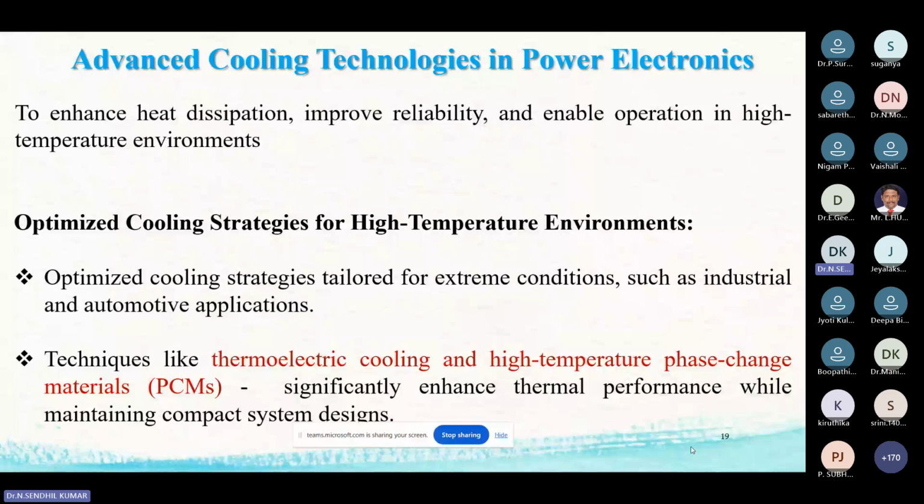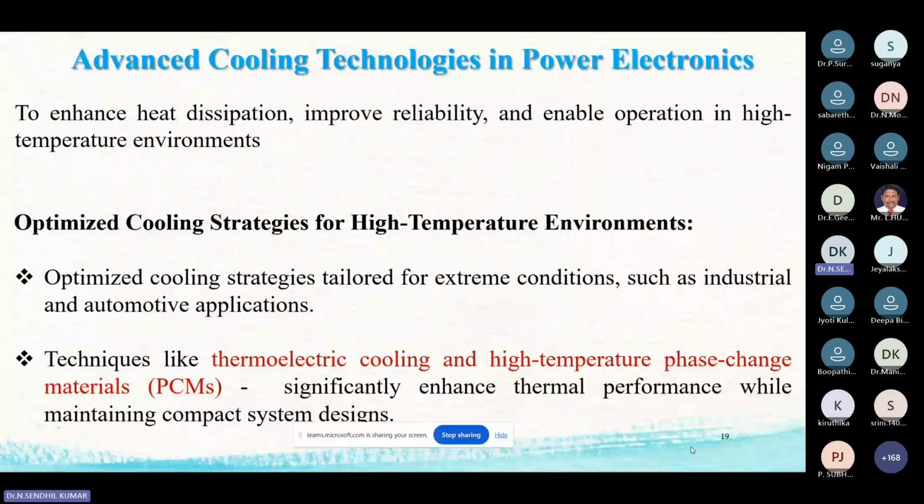This one is thermoelectric cooling, based on the Seebeck effect. That is, wherever the high temperature is there, you have to keep this thermoelectric device so that it will cool the things. There is a difference between a thermoelectric generator and thermoelectric cooling. Thermoelectric cooling means we have to use a power supply here, based on the Peltier effect. One side will cool, and the other side we are giving the heat out, so that the cooling side will be placed on the power electronics, so that your power electronic devices will be cooled. And the other one is phase change materials.